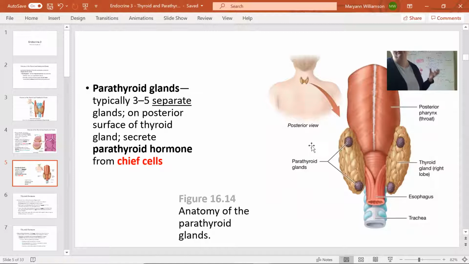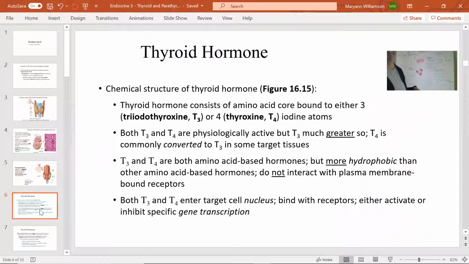Just posterior to the thyroid gland, you have the parathyroid glands, three to five of them. These have chief cells in them, which will make and secrete the parathyroid hormone, which we talked about in chapter 6. We'll talk about that at the end today.